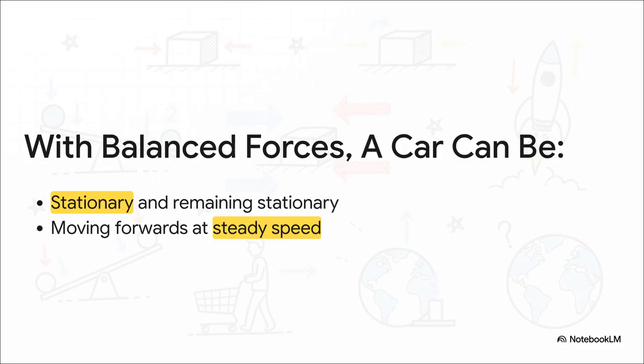The first one is kind of obvious, right? The car could just be sitting still, not moving at all. But the second one is the real kicker. With those exact same balanced forces, the car could also be moving forwards at a totally steady speed. This is so important. Balanced forces don't mean no motion. They mean no change in motion.